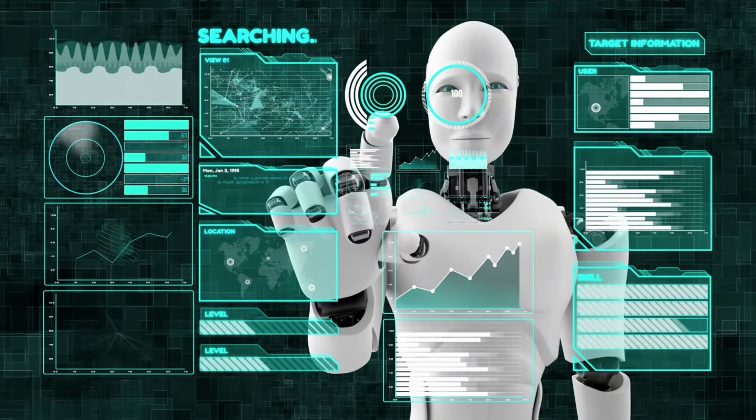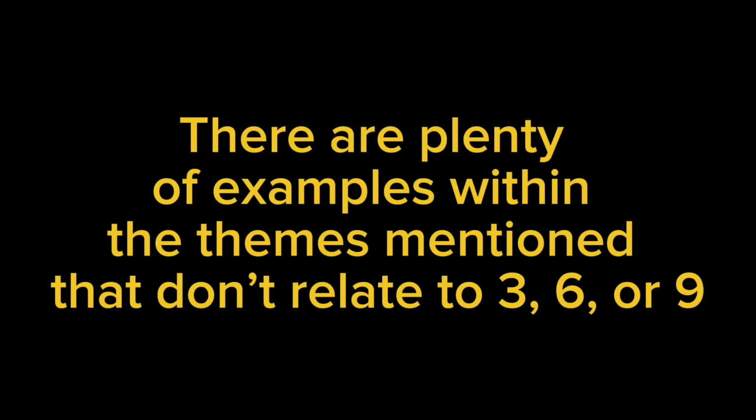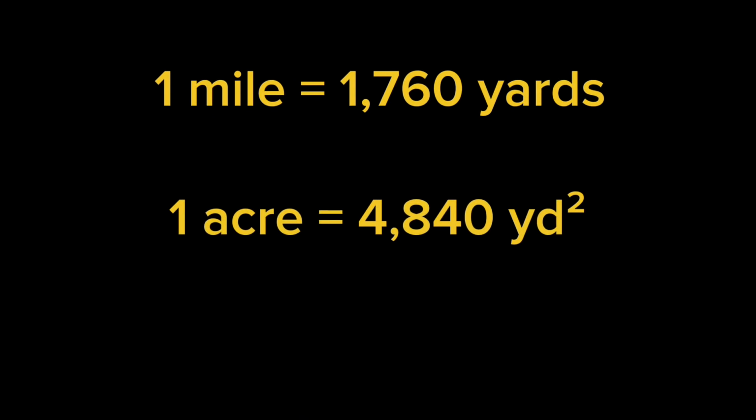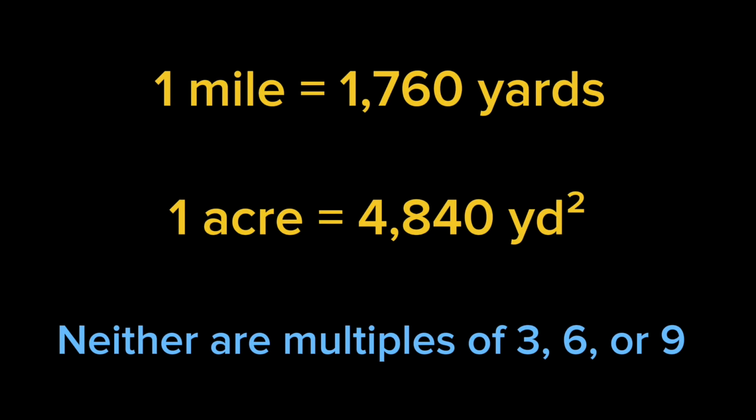Another example of potential selective reasoning is how there are plenty of examples within the themes mentioned that don't relate to 3, 6, or 9. For example, how 1 mile equals 1,760 yards, or how 1 acre equals 4,840 square yards. Neither of these are multiples of 3, 6, or 9.